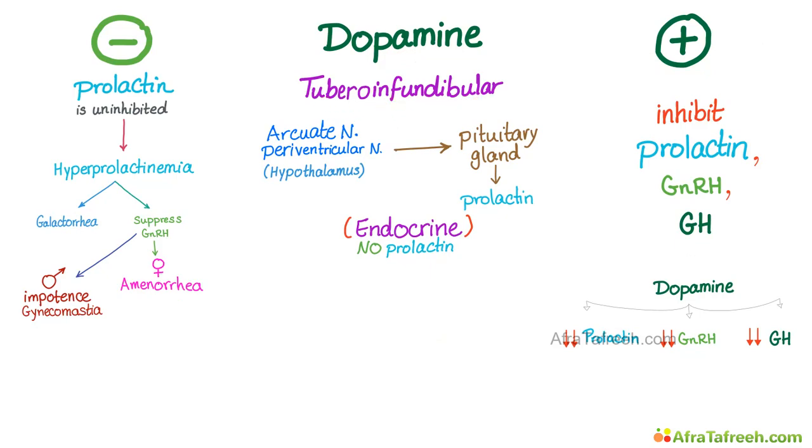Dopamine at the tuberoinfundibular pathway. What's the function here? Dopamine is antiprolactin. Too much dopamine, no prolactin, no GnRH, and no GH. But too little dopamine, prolactin will go crazy because there is no dopamine to inhibit it. I'll get hyperprolactinemia, leading to galactorrhea and suppression of the GnRH. In females, this will lead to amenorrhea. In males, this will lead to erectile dysfunction and gynecomastia.